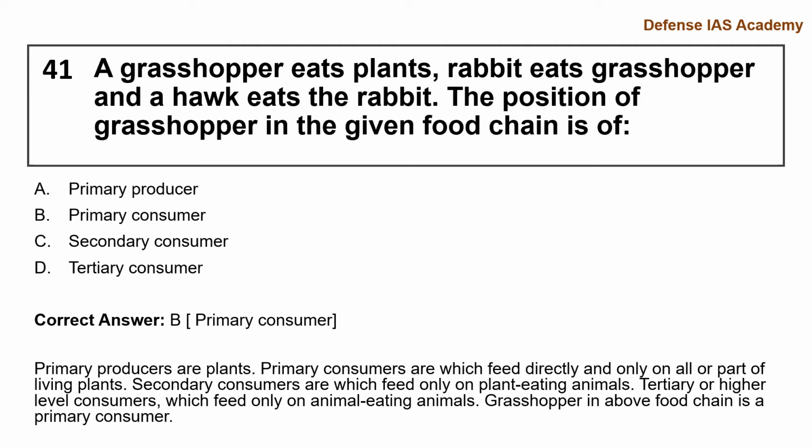Primary producers are plants. Primary consumers are those which feed directly and only on all or part of the living plants. Secondary consumers are those which feed only on plant eating animals. The tertiary or higher level consumers are those which feed on animal eating animals. The grasshopper in the above food chain is a primary consumer.